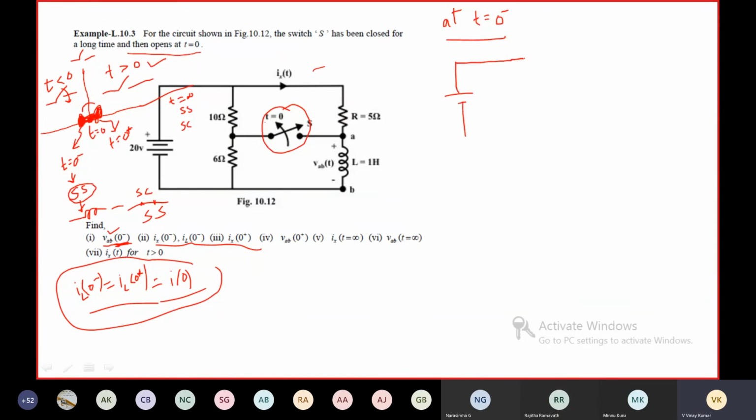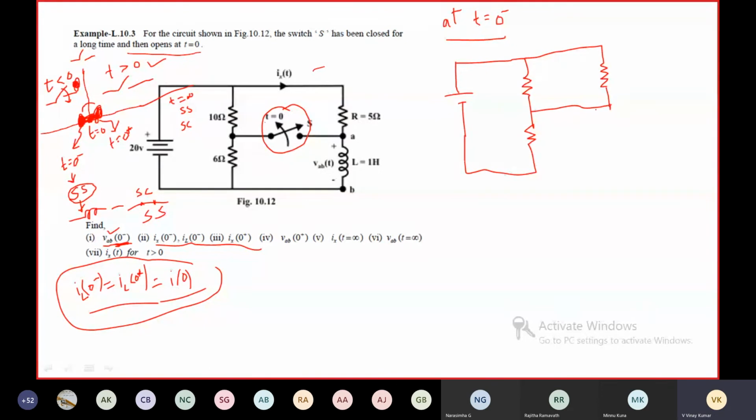At t equal to 0, what is the position of the switch? The switch is closed, because the switch is opened at t equal to 0. Means at t equal to 0 minus, the switch is closed. Okay, the switch is closed.